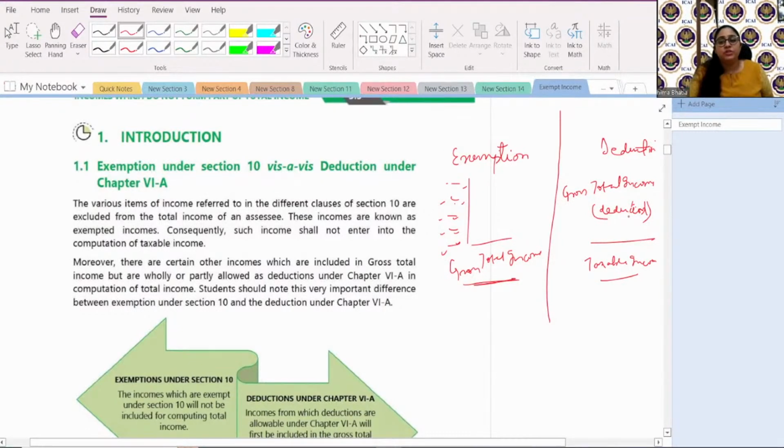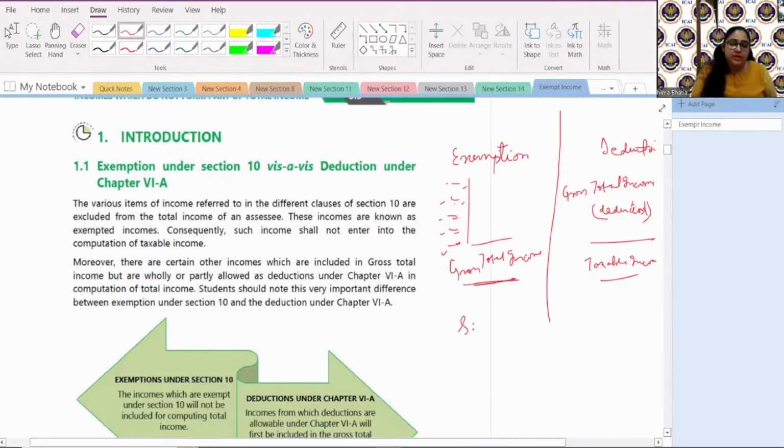But for deductions, yes, you can say again, I'm saying, ma'am, tax to nahi laga. See, tax nahi laga. But the point here is here income is getting exempt as a whole. Here deductions are from the gross total income. The major two differences are this.